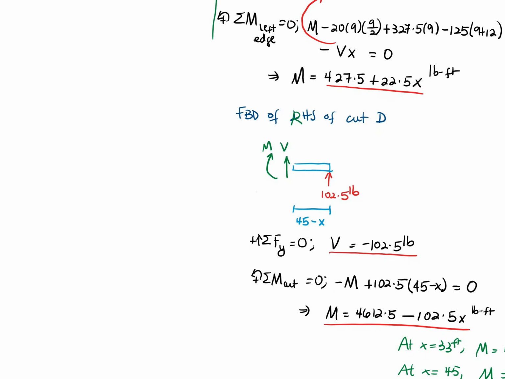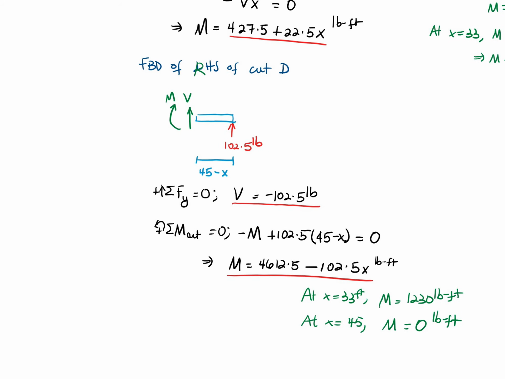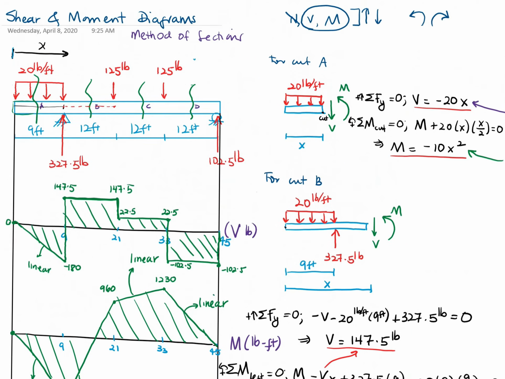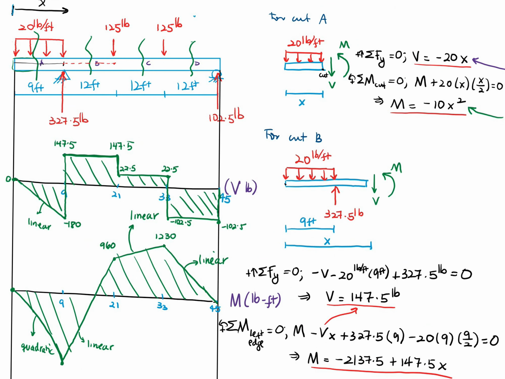Once you have your equations in terms of X, think about your boundary conditions. Where is your moment equation trying to describe? For this part, we're describing everything after 33 feet to the end, which gives us 4612.5 for the moment minus 102.5 times X. So then you see my boundary conditions are at X equals 33 and then at X equals 45. Once you're done with that, plug in those values, come here and draw each one of them one at a time, and that should be a quick, easy way to be able to describe what's going on in the member in terms of shear and moment.